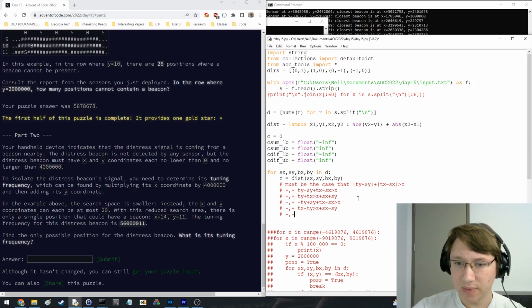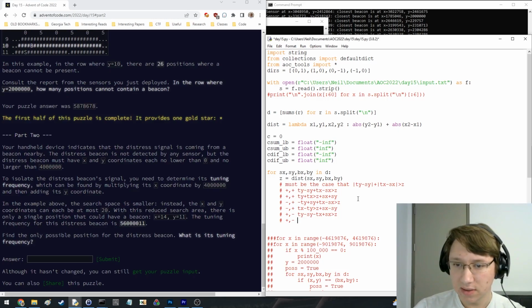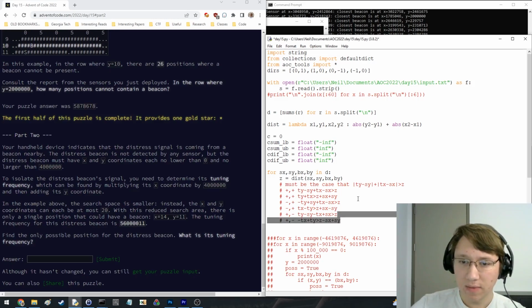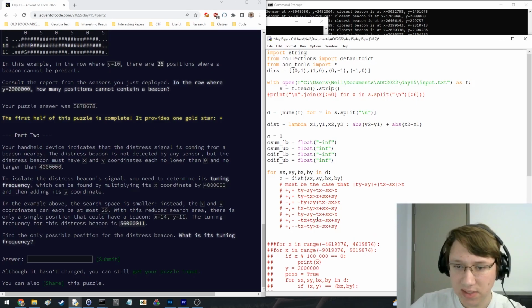Next up, we have plus minus. In this case, we're going to be ty minus sy minus tx plus sx. That's going to be greater than z. And this one is going to tell us that minus tx plus ty is greater than z minus sx plus sy. And we're going to flip the sign on this just so it's consistent. So negate everything. Minus z plus sx minus sy.